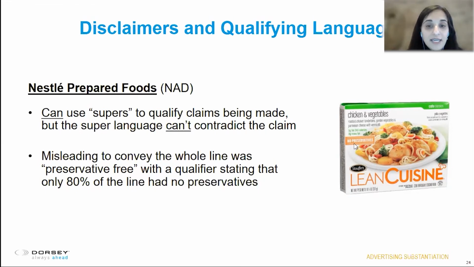So here, this NAD case is sort of like, in my world, it's famous because I really like it and I use it as an example. I don't even know how old it is. It's quite old now. But Lean Cuisine was saying that their whole line was preservative free, but then they had a little super that said only 80% of the line doesn't have preservatives. That's contradictory, and you can't say that. You can't use the disclaimer to change the meaning of preservative free. Either the line is preservative free or it's not.